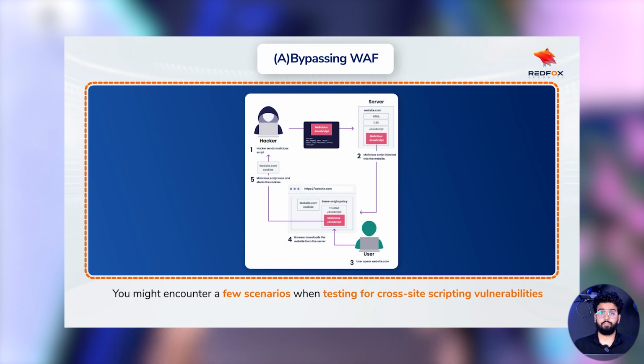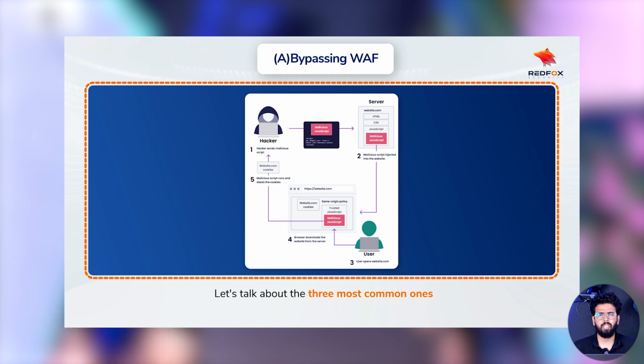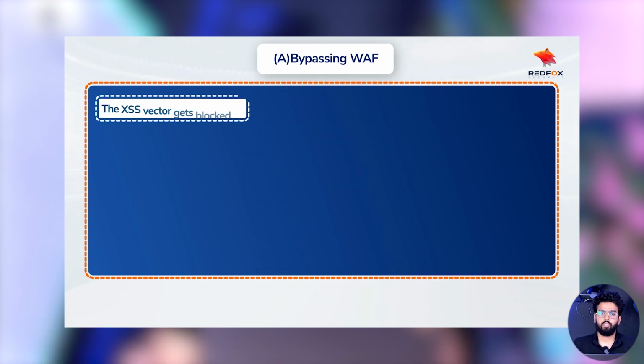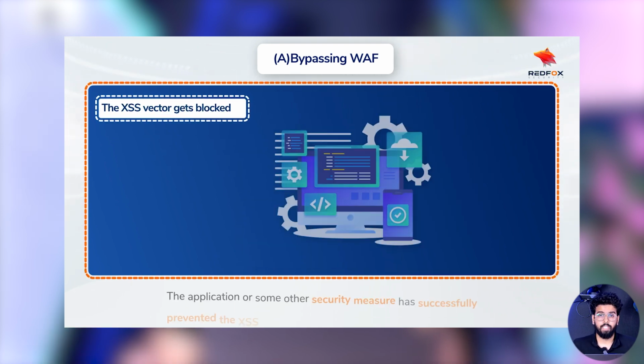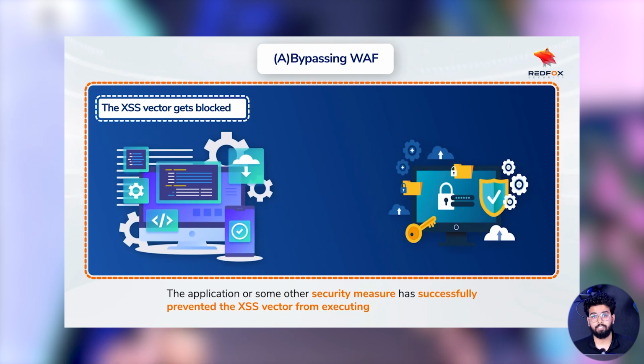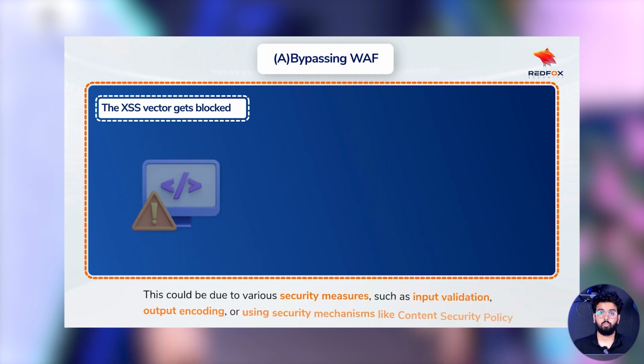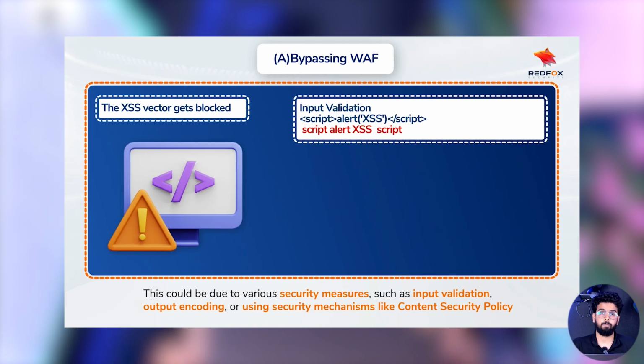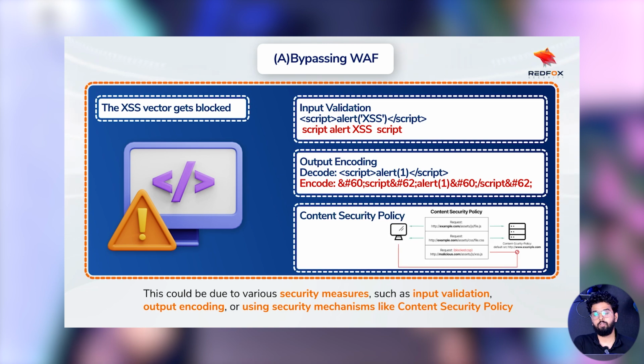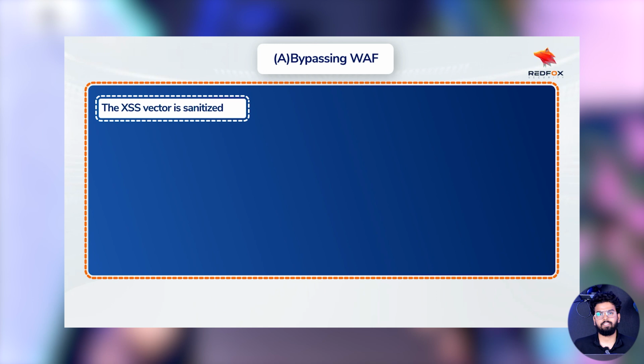You might encounter a few scenarios when testing for cross-site scripting vulnerabilities. Let's talk about the three most common ones. The first one being XSS vector gets blocked. The application or some other security measure has successfully prevented the XSS vector from executing. This could be due to various security measures such as input validation, output encoding, or using security mechanisms like content security policy. Second one, the XSS vector is sanitized.